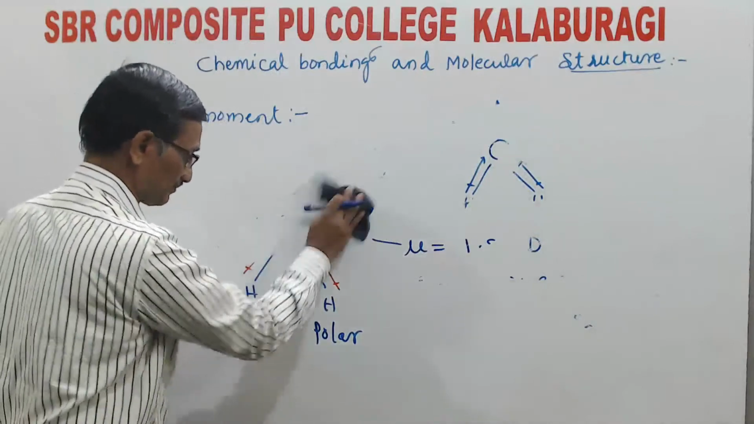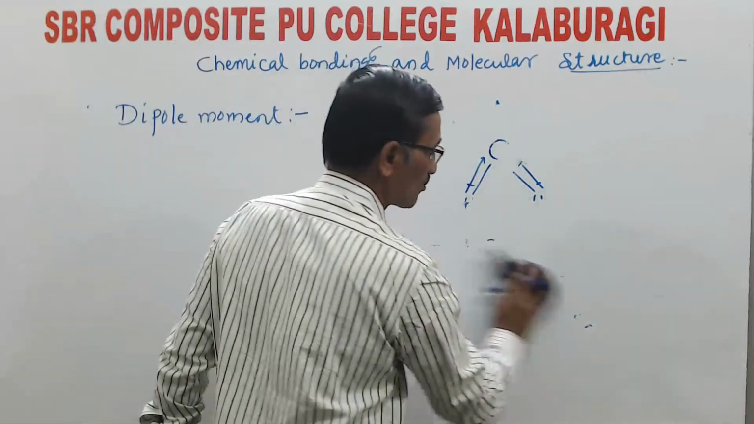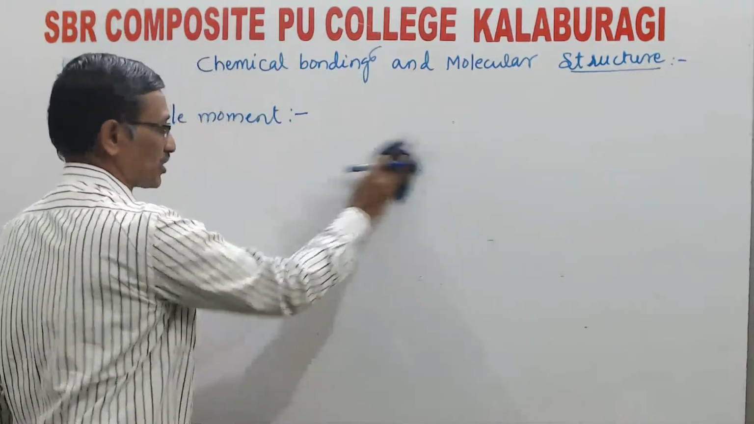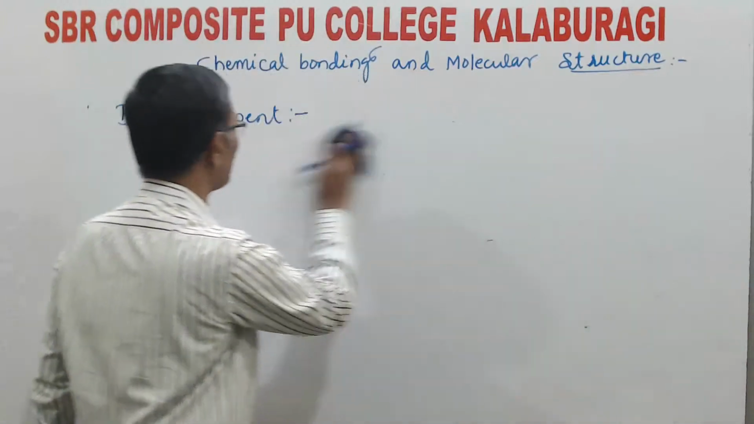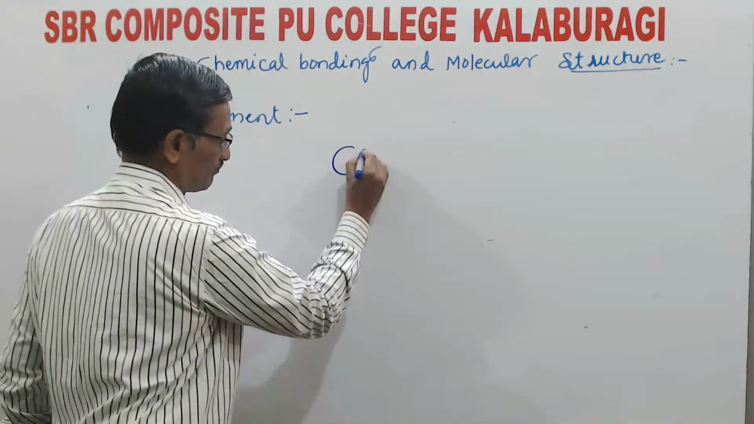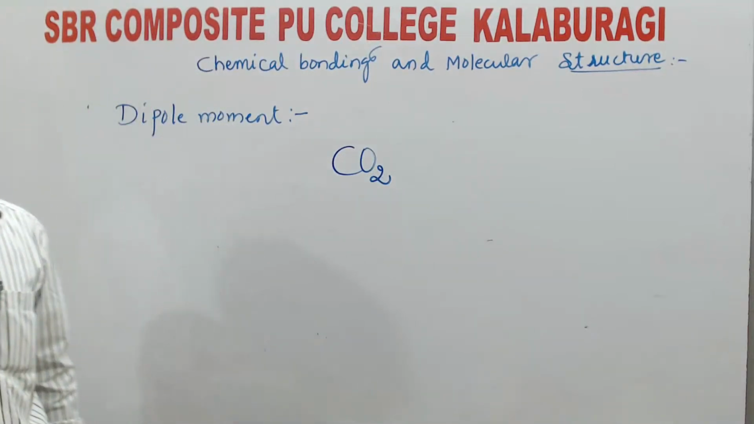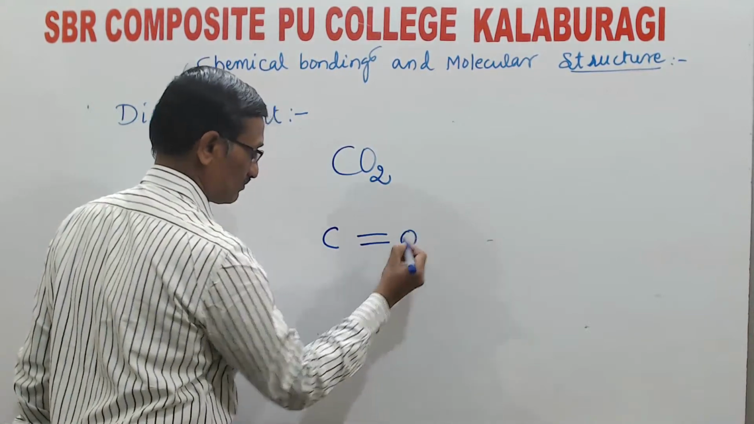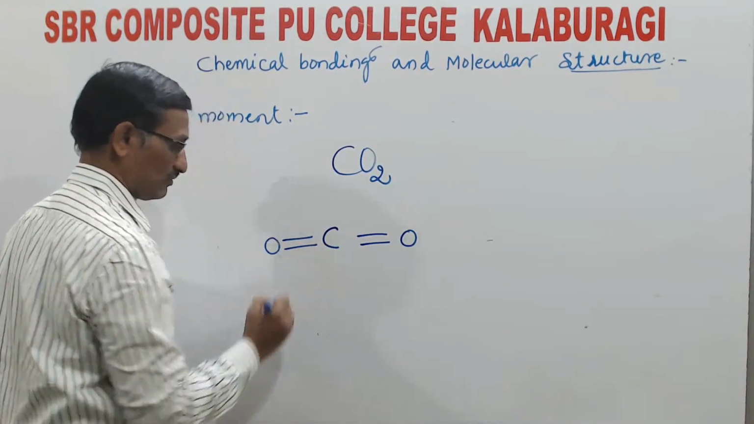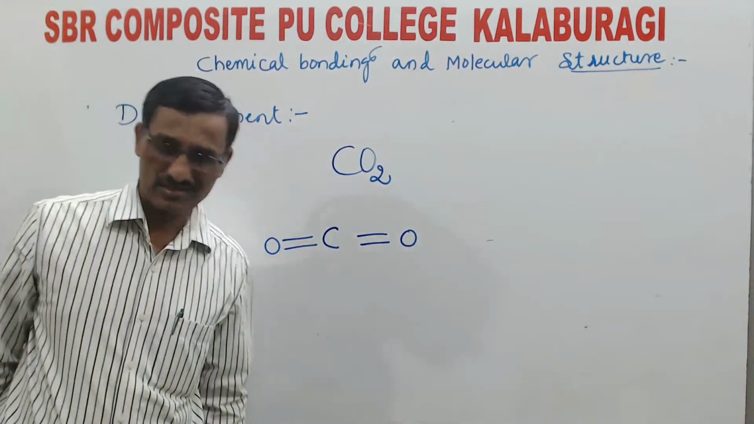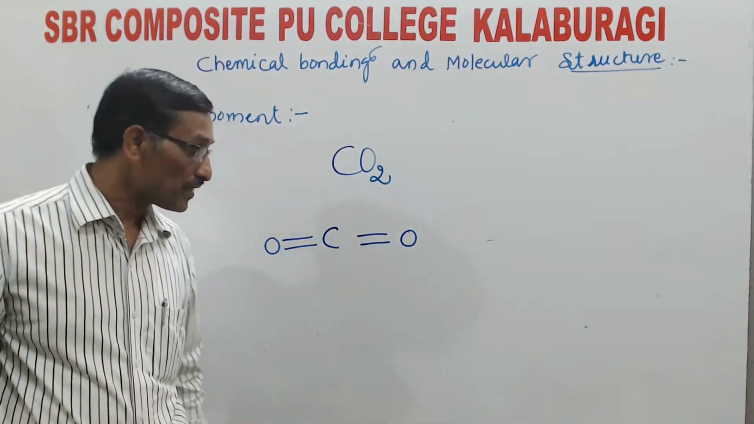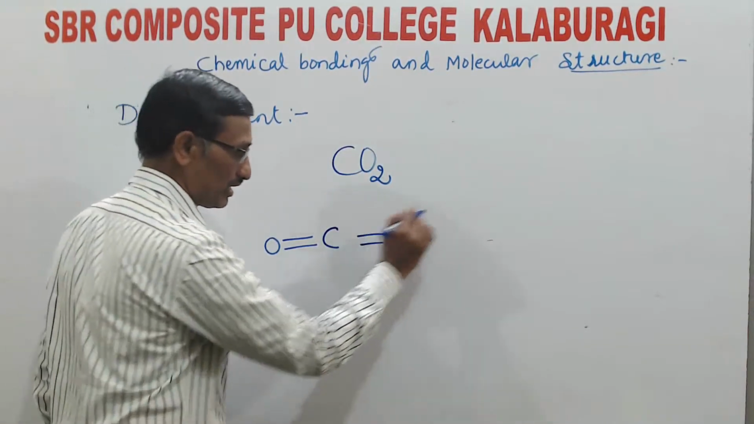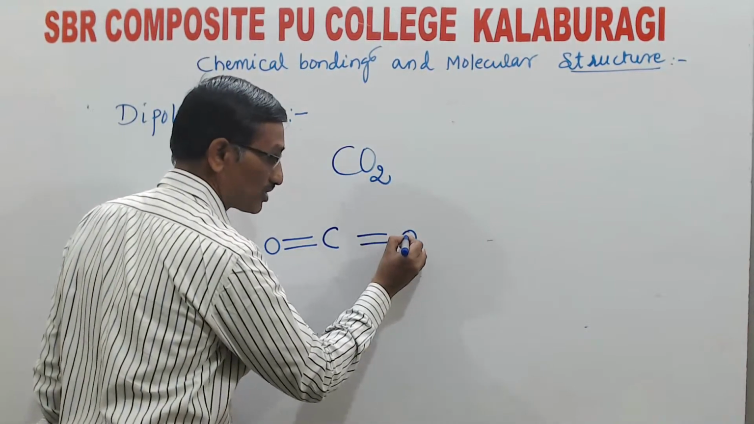Which is that one? All of you know the carbon dioxide molecule, CO2. My question is, is it a polar or a non-polar molecule? Carbon dioxide. Now, which is the central atom? Carbon. Leave aside the lone pairs of electrons for now. Just CO2 I wrote. Now, which is more electronegative? Here, oxygen is more electronegative.